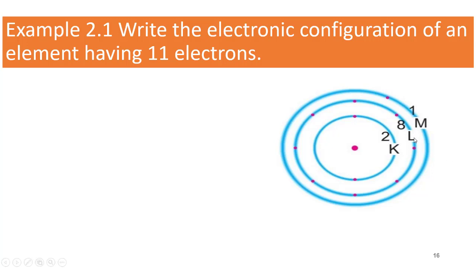Then the second one is L shell. L shell में मैक्सिमम 8 इलेक्ट्रॉन्स अकोमोडेट हो सकते हैं. So 8 + 2, 10 electrons. One is left. That one will go into the M shell. Now we can write the electronic configuration. 2 electrons in K shell, 8 electrons in L shell and 1 electron in M shell.